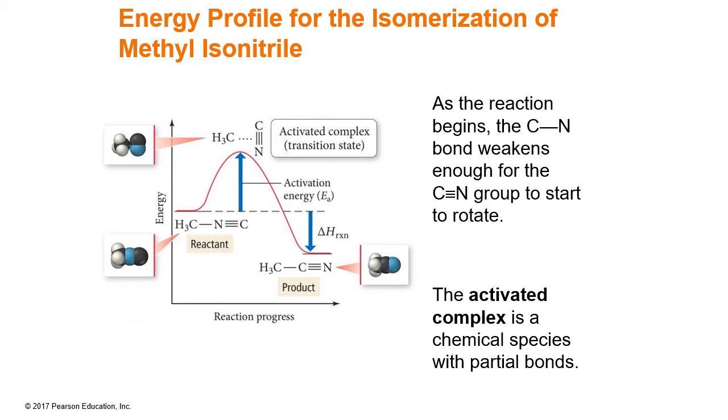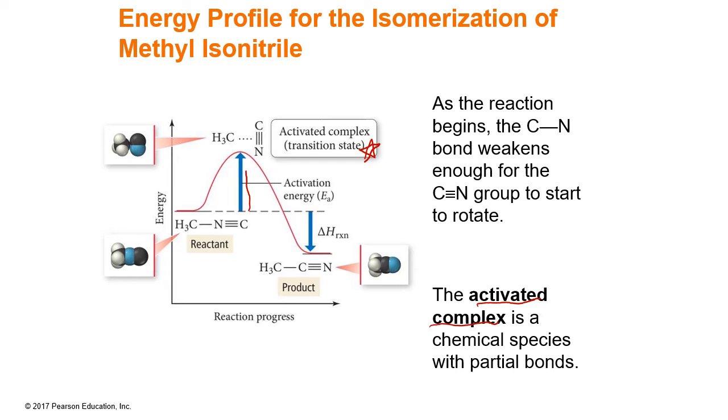And when it rotates, so when it becomes perpendicular, so that the carbon can grab on to the other carbon instead of the nitrogen, this is what we refer to as the activated complex, or sometimes you'll see it called the transition state. And so it's a chemical species where there are partial bonds that are present. And then as it goes past that activated complex, past the transition state, it becomes the products.